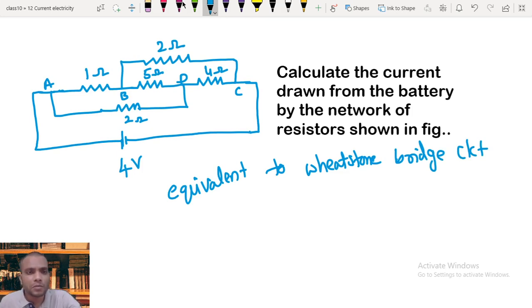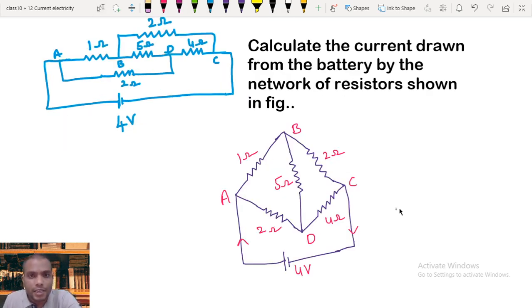Let me draw for a moment the Wheatstone's bridge circuit for the given network. This is the equivalent circuit for Wheatstone's bridge. Now the arm BD has the 5 ohm resistance and the rest of the resistors are rearranged like that. Now we need to calculate the current drawn from the battery by the network of resistors.